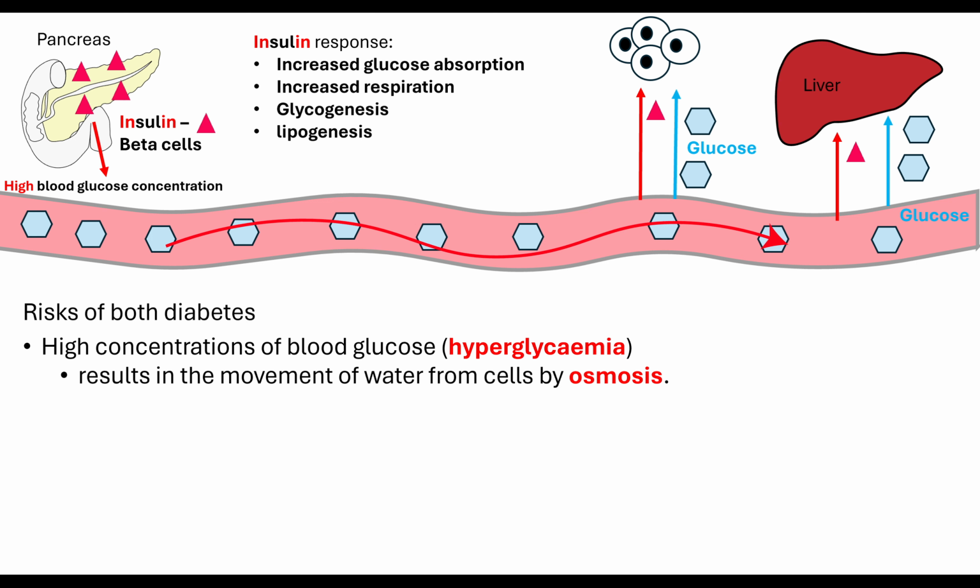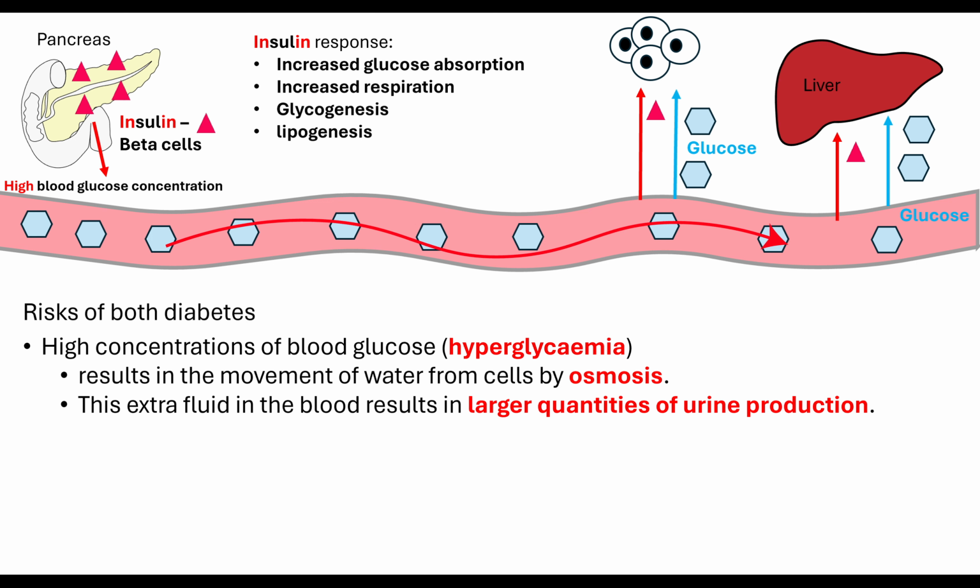That is going to result in the movement of water from cells by osmosis. If the glucose is maintained within the blood vessels, water will leave the tissue fluid into the blood capillaries, and that will therefore cause a problem. Our cells will start to shrivel up, they won't be able to function properly, and also it results in extra fluid in the blood which will then need to be filtered out by the kidneys.